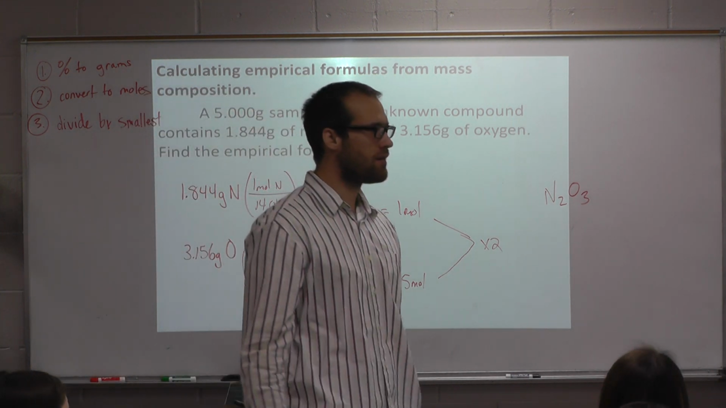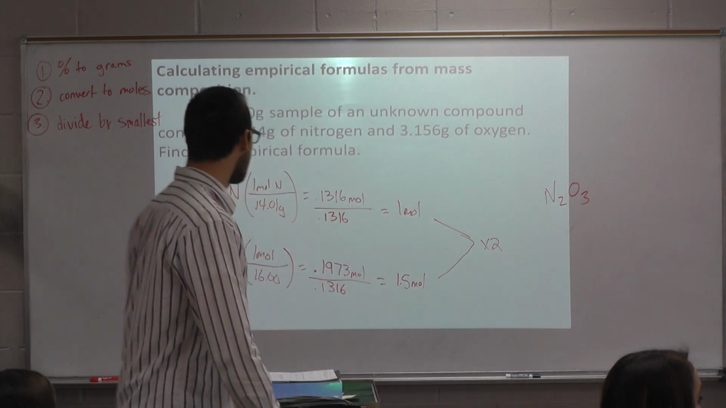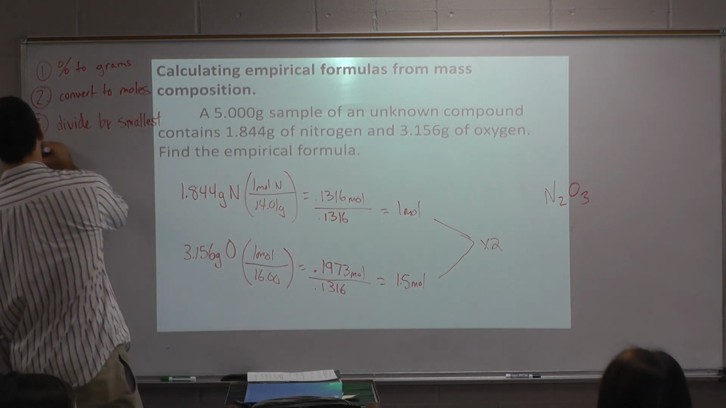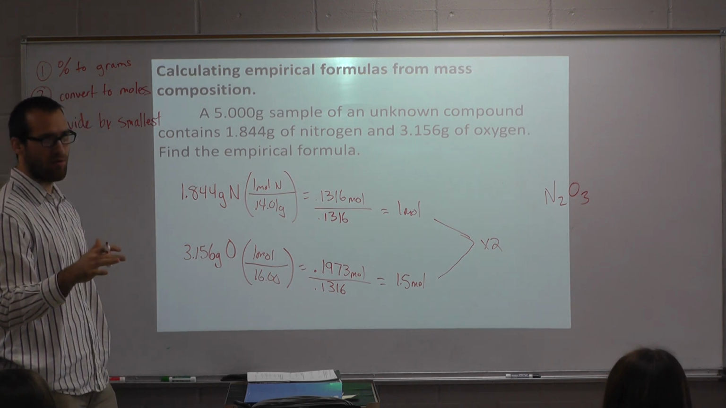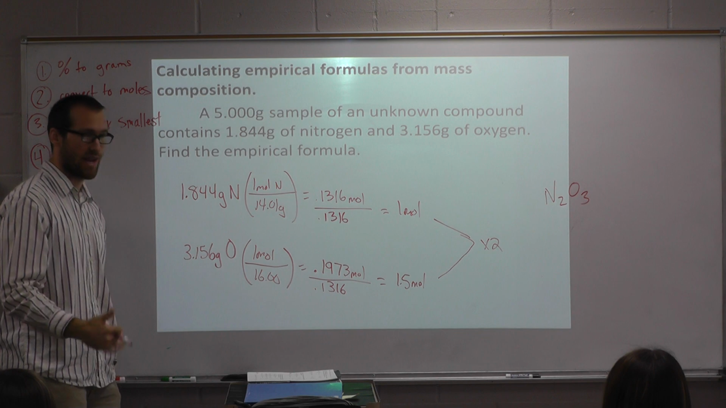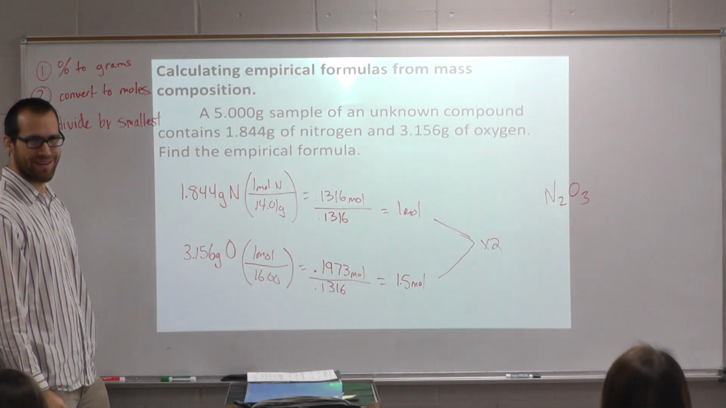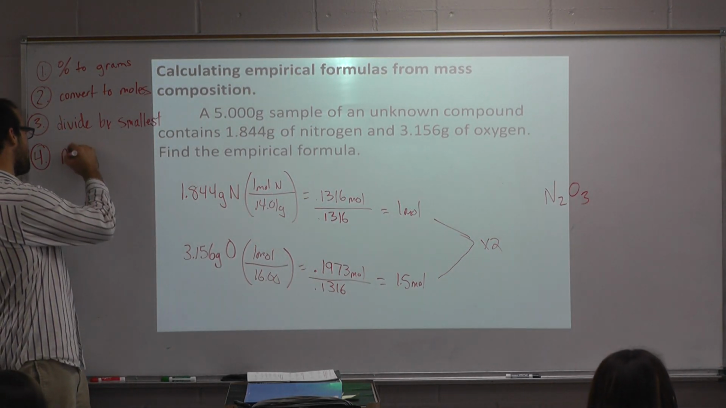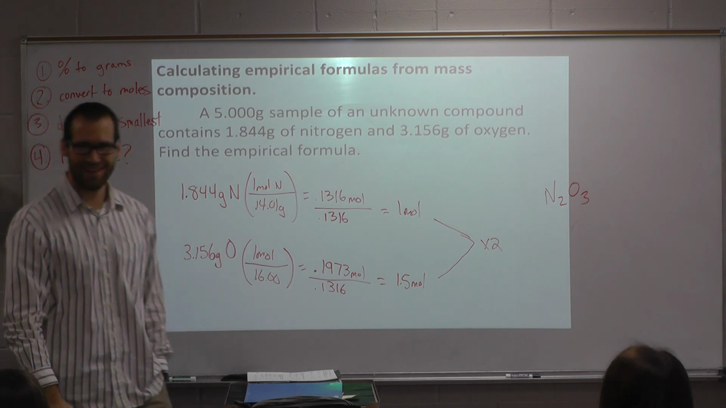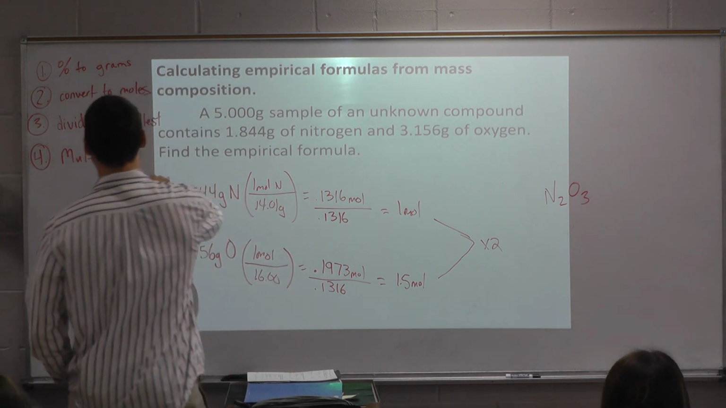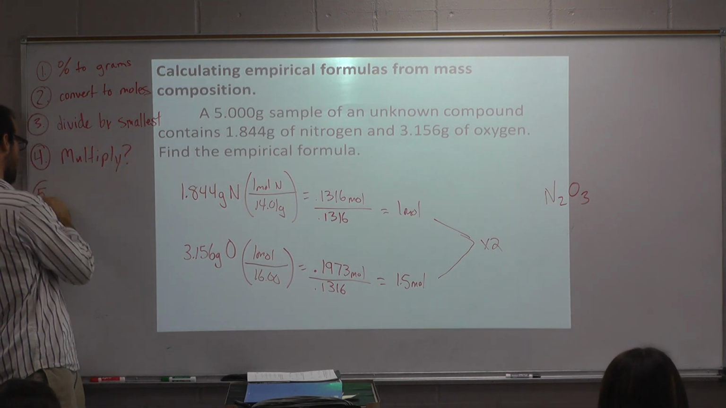Pretty simple. I just took it an extra step. And 4, write empirical formula. Before you write the empirical formula, you'd first have to ask yourself the question: do I need to multiply by a factor? Do I multiply by a factor? Multiply, question mark. And then solve.